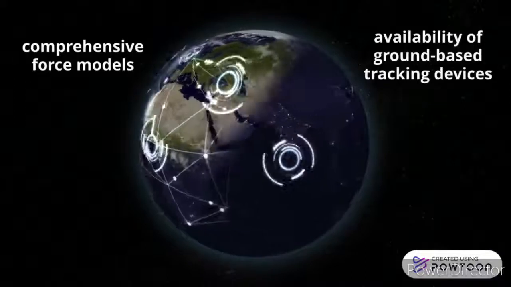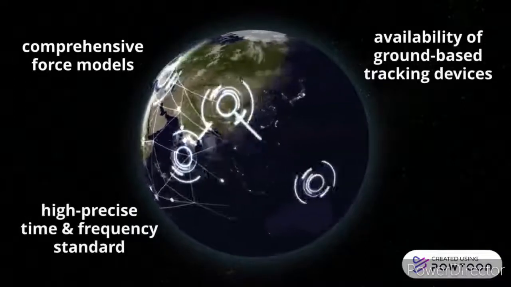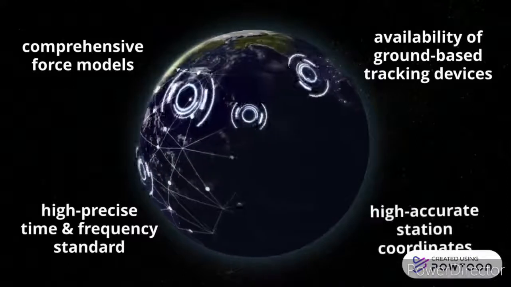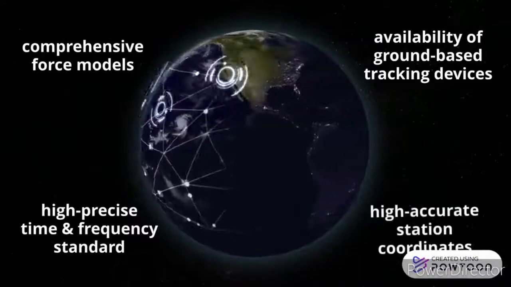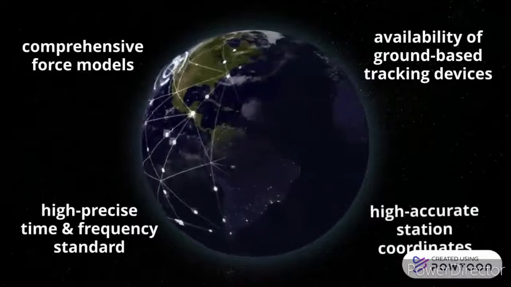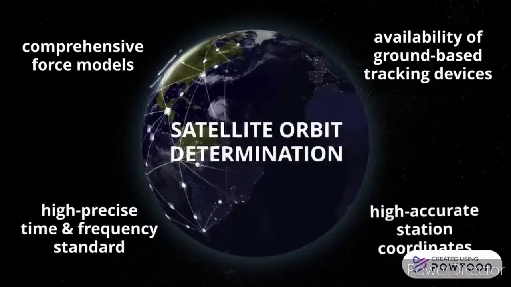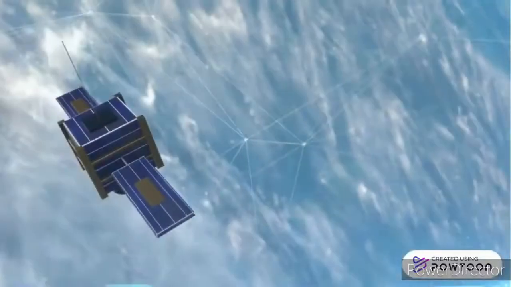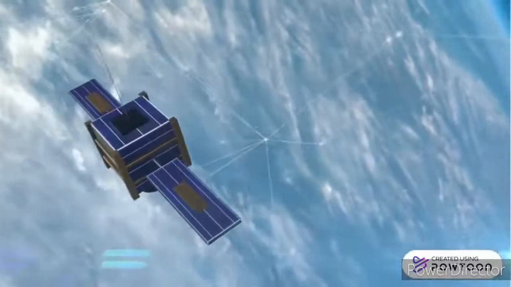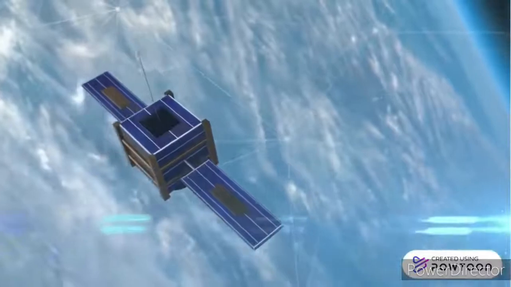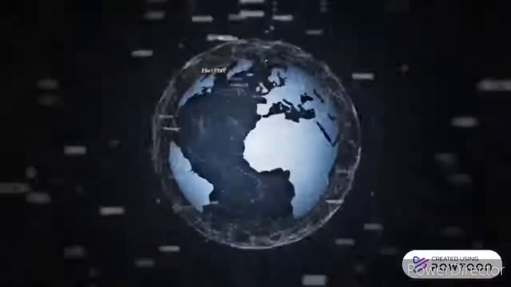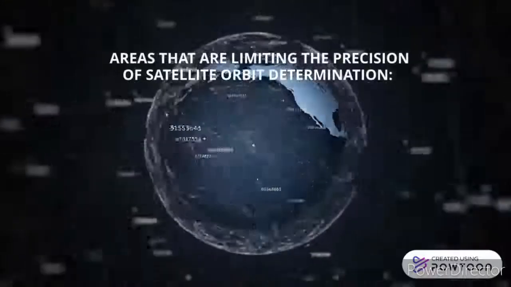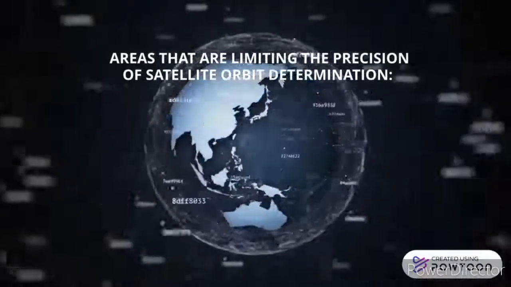availability of ground-based tracking devices, highly precise time and frequency standards, and highly accurate station coordinates in relation to a well-defined reference frame are all required for satellite orbit determination. The orbit solution may be skewed to some extent by errors in each component. The following areas are now limiting the precision of satellite orbit determination.